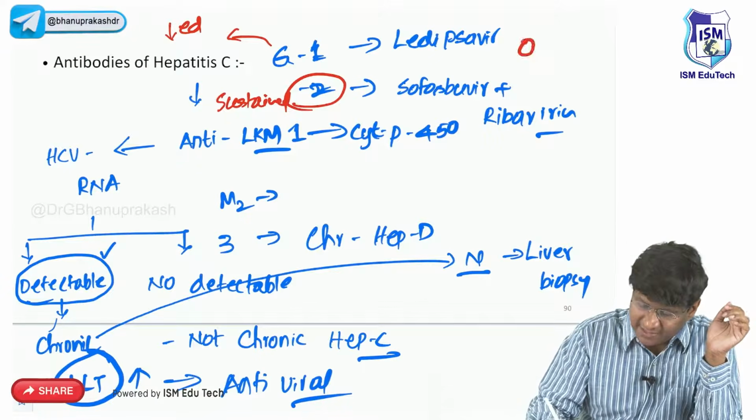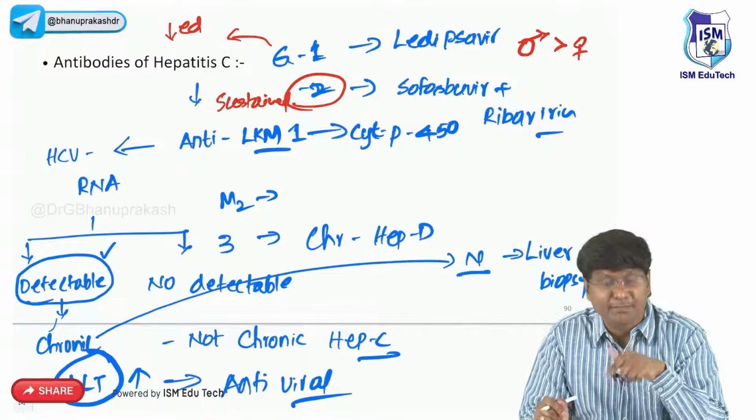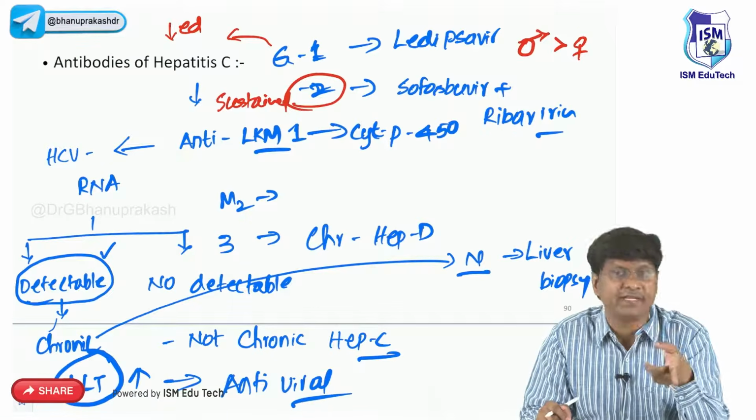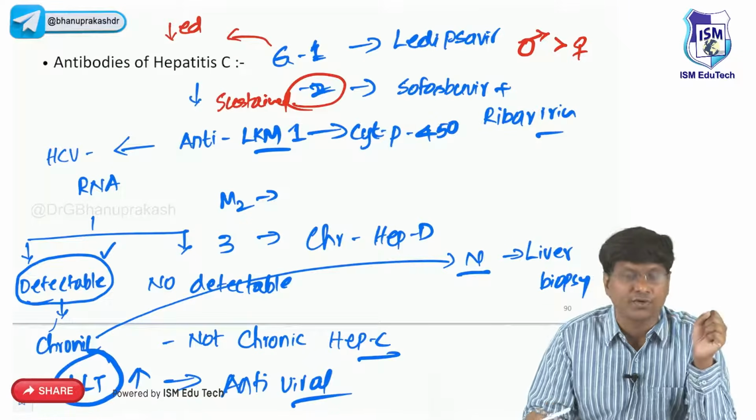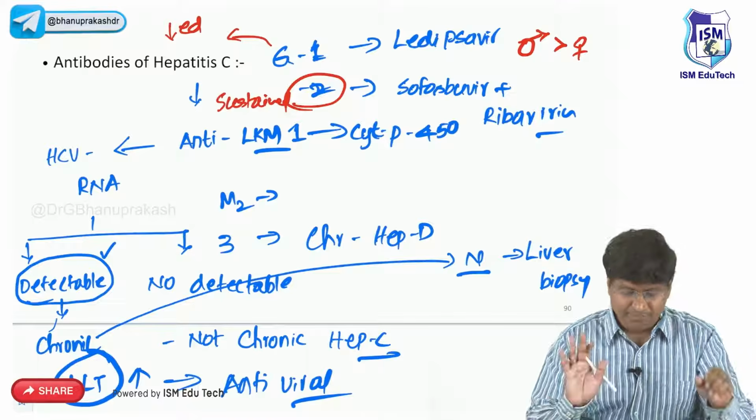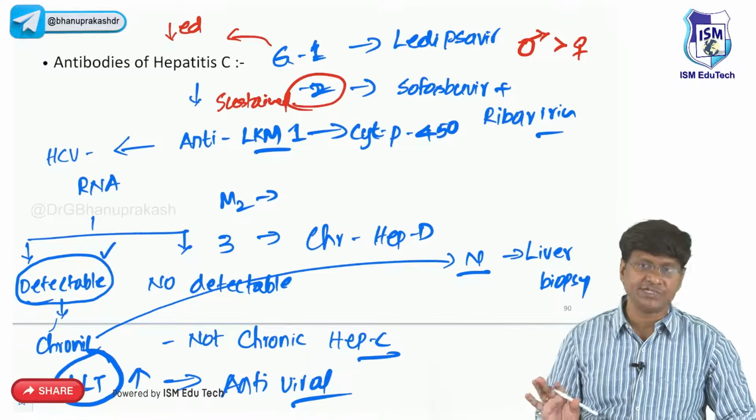And males have a worse prognosis compared to females. Males have reduced responsiveness to antiviral drugs compared to females. Females have sustained responsiveness to chronic hepatitis C treatment. Okay. So this is about hepatitis C.